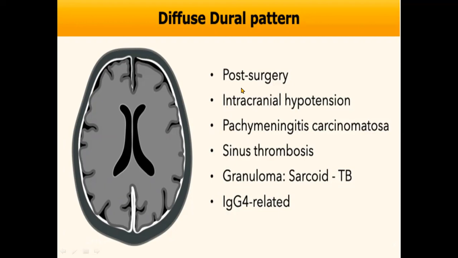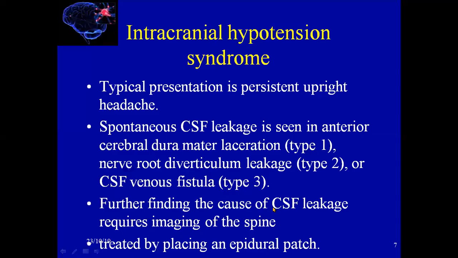which diseases can cause the diffuse dural pattern, or any normal pathology that can show the diffuse dural pattern. Firstly, any surgery in the brain can cause a diffuse dural pattern. We also have intracranial hypotension, patients with meningitis carcinomatosa, and also sinus thrombosis, granuloma, sarcoid, also TB, and lastly IgG4 related diseases. So we'll talk here about the intracranial hypotension syndrome.